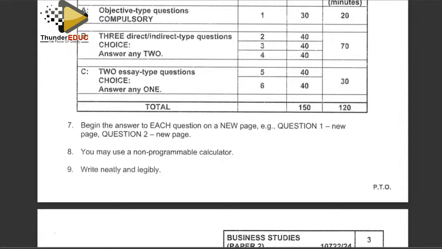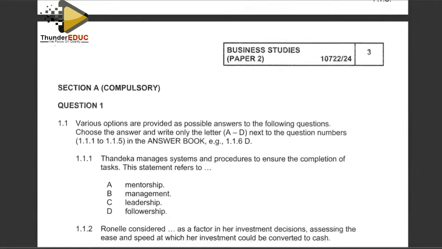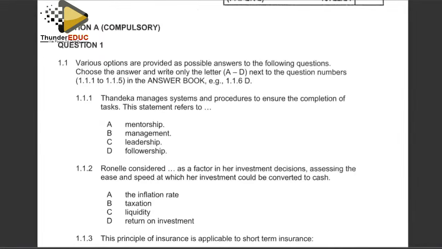Okay, right, great talks. So now let's jump on to answering the questions. We have section A. Remember, it is compulsory. So now 1.1, we are now on question 1. 1.1 reads as follows. Various options are provided as possible answers to the following questions. Choose the answer and write only the letter A to D next to the question numbers 1.1.1 to 1.1.5 in the answer book. An example is given where for 1.1.6, you only select the letter D. Okay, right, great talks. So now 1.1.1 reads as follows.